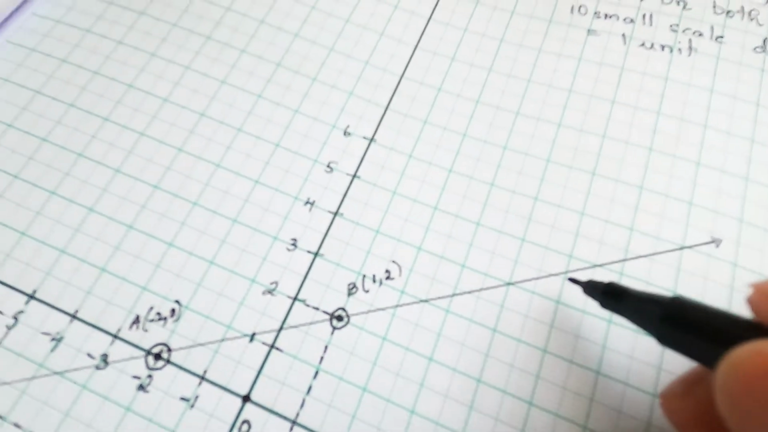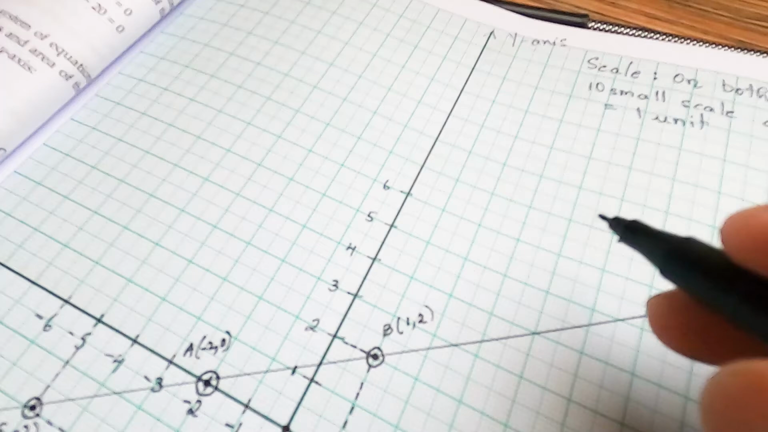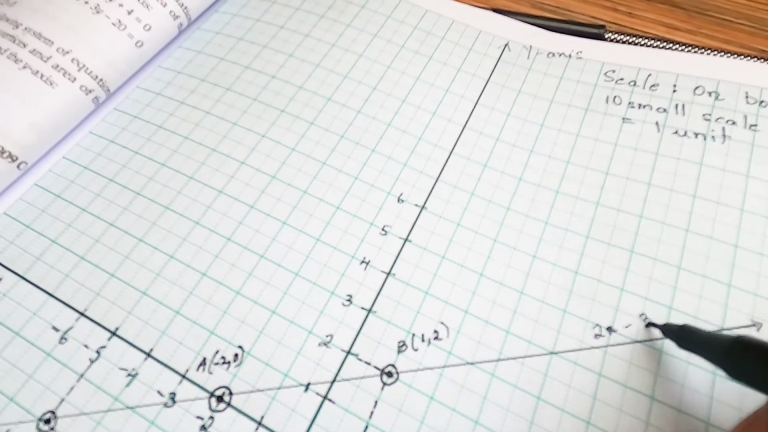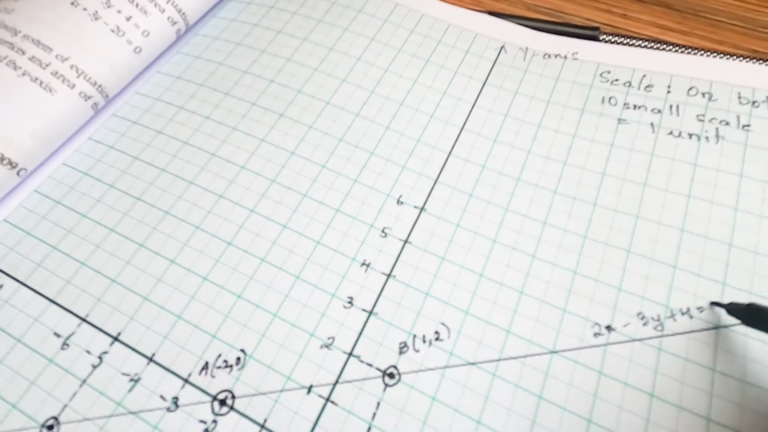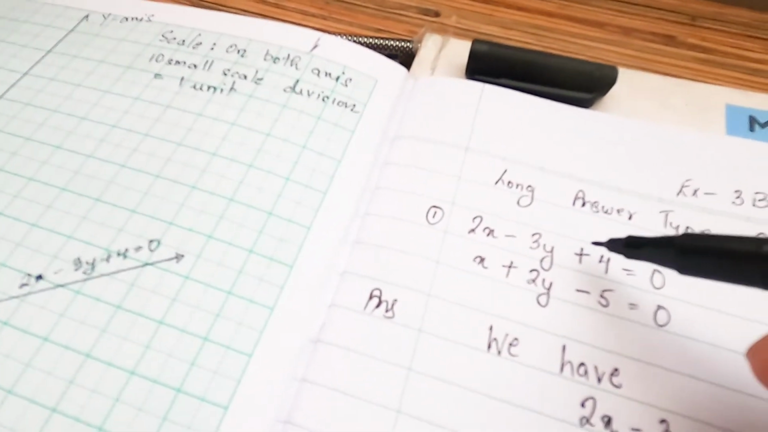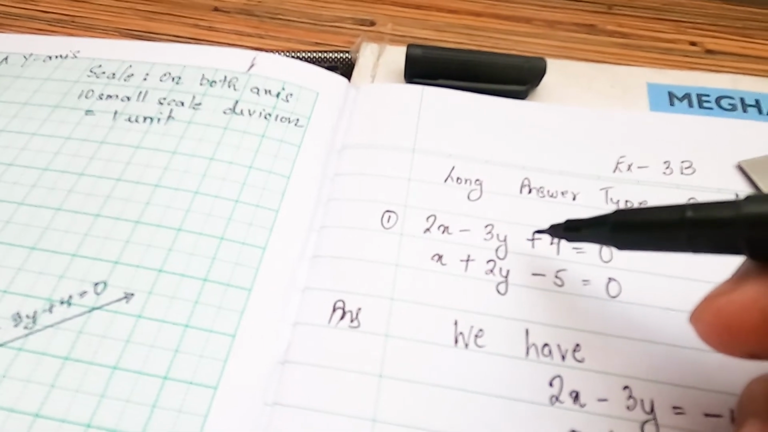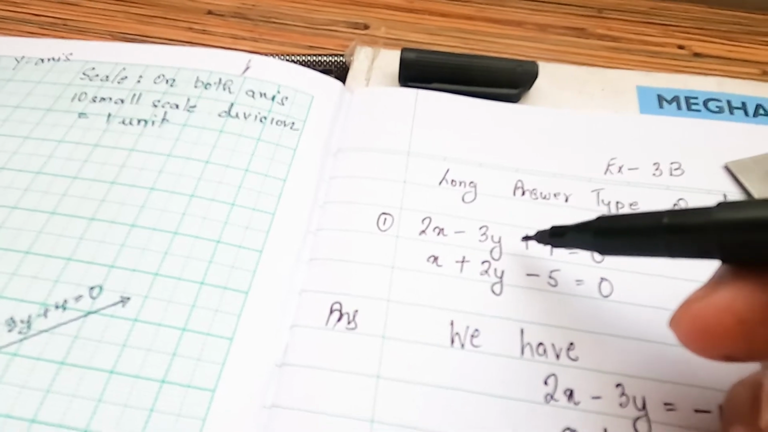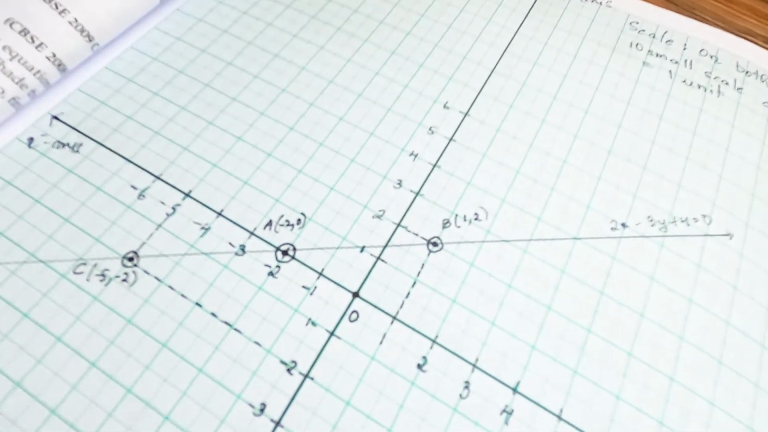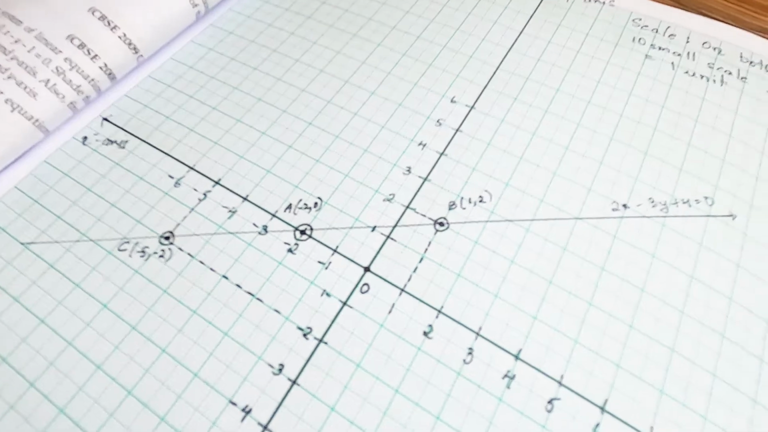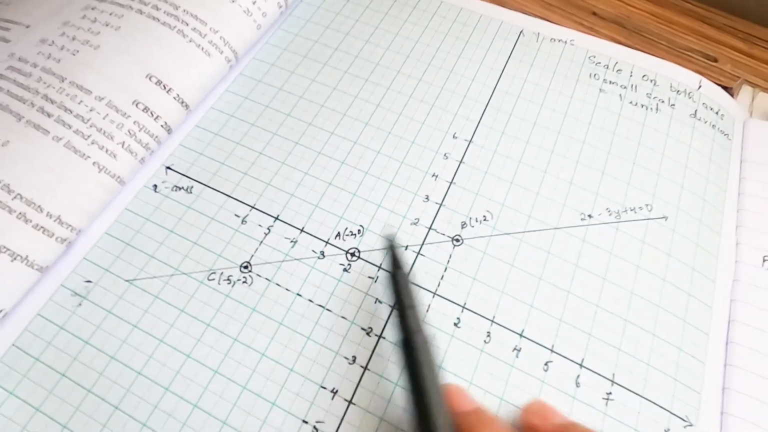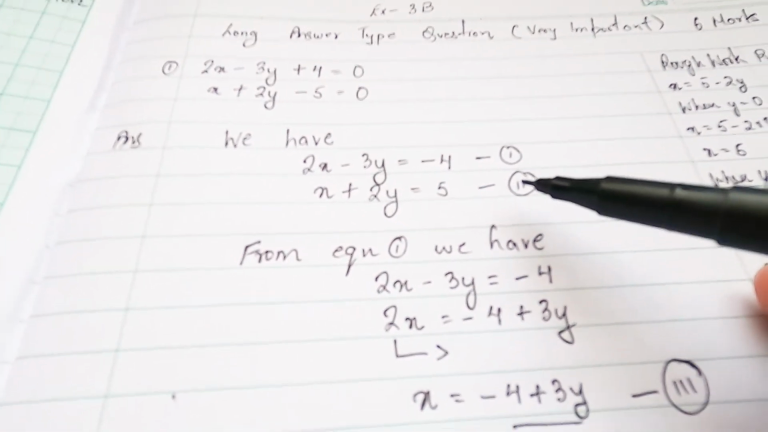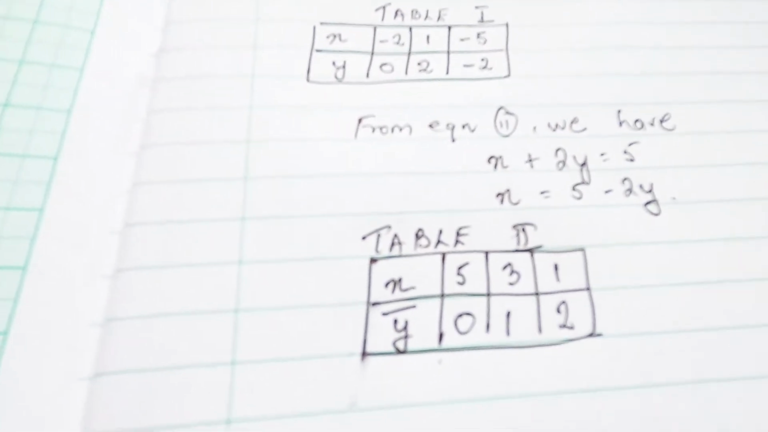And what is the name of this equation? The name of this equation is 2x minus 3y plus 4 is equal to 0. So this is the first equation. Alright, this is the first linear equation. So we have gotten the line for the first equation. Now we have to find the line for the second equation. So let us use table 2.